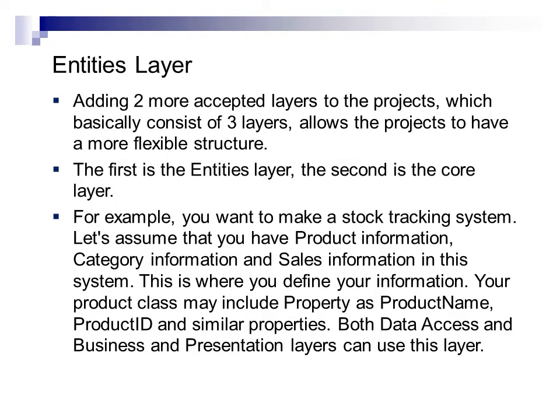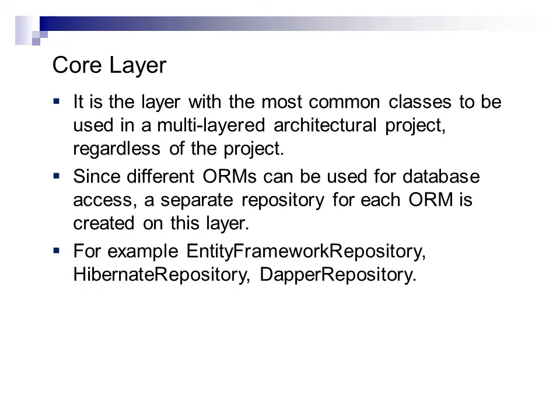Entities layer. Adding two more accepted layers to the projects, which basically consist of 3 layers, allows the projects to have a more flexible structure. The first is the entities layer. The second is the core layer. Core layer, it is the layer with the most common classes to be used in multi-layered architectural projects, regardless of the project.